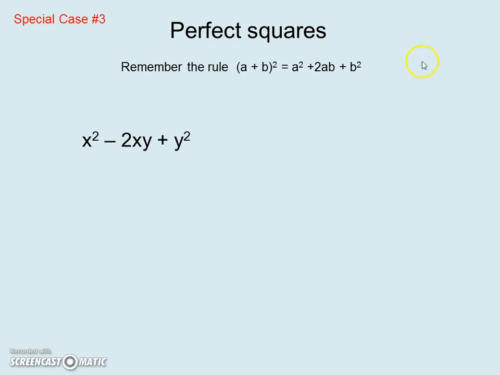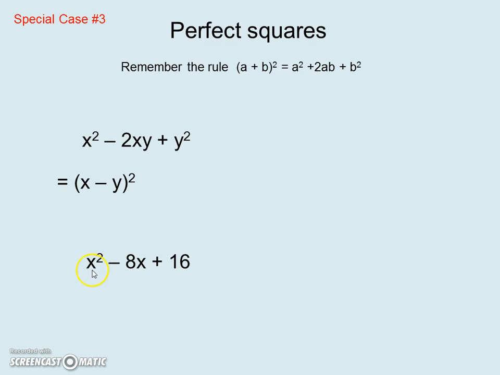Special case number 3, again, you've got to remember this rule, and it will just make your factorization a lot easier. We could have done it by splitting the middle term here, but we're not going to. Factors of y squared that add up to negative 2y is negative y and negative y. But if you just remember this pattern here, I'm just replacing a's with x's and b's with negative y, and they're all good.